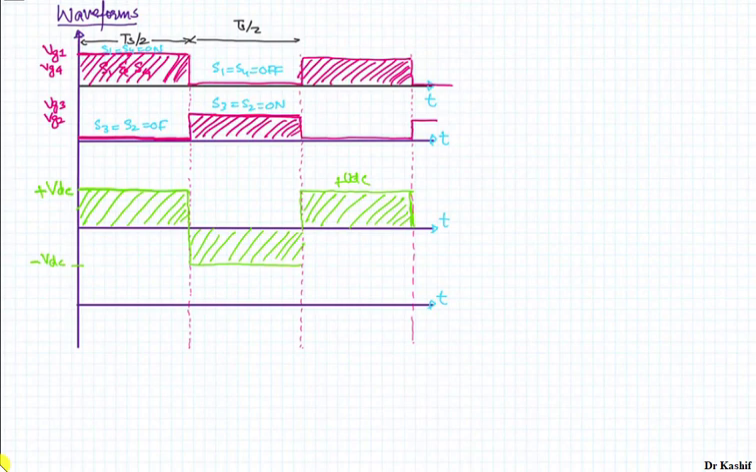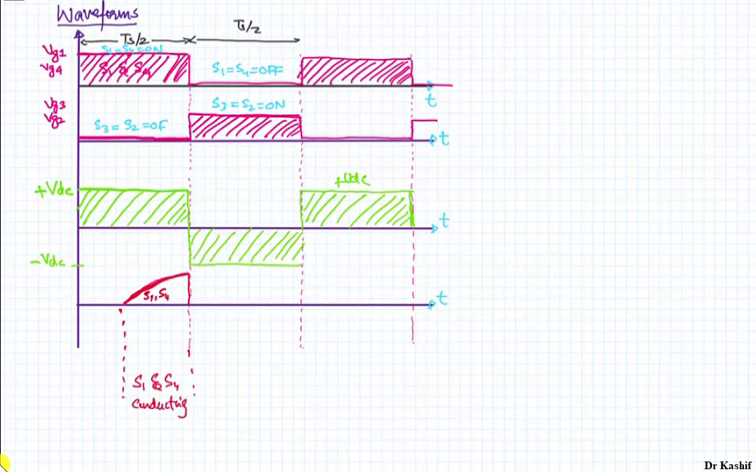When your switches S1 and S4 are on, the current will be positive and increasing. So the current waveform will be like this. Your switches S1 and S4 are conducting, right? So in this interval of time, switches S1 and S4 are basically conducting.